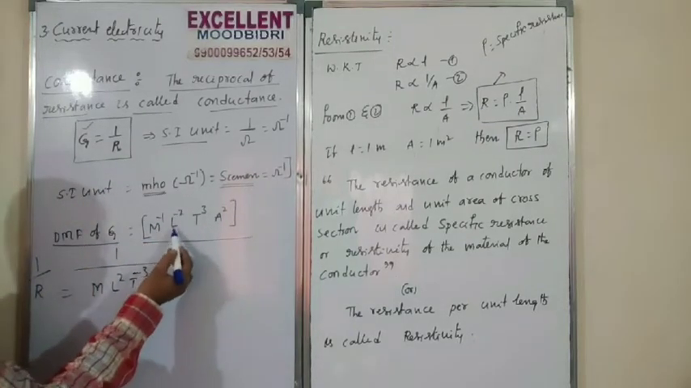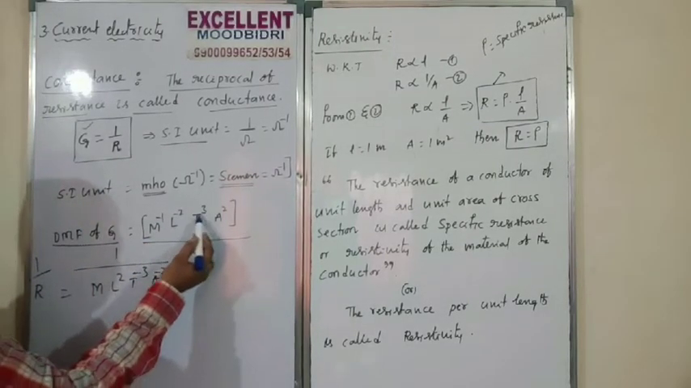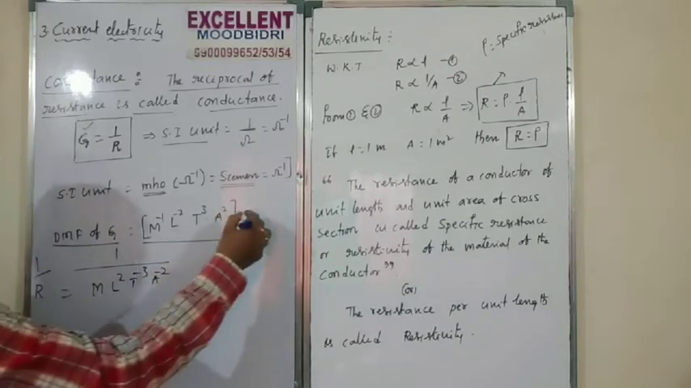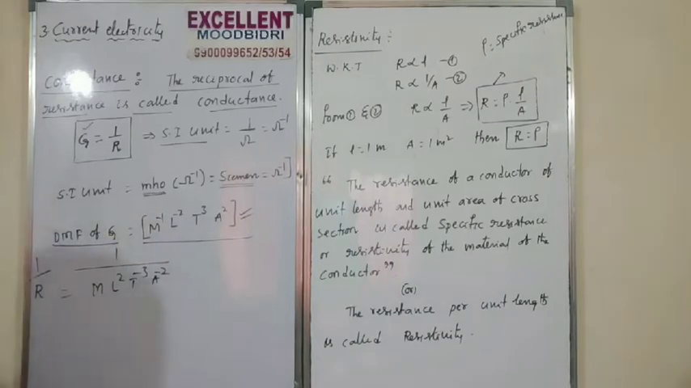M power minus 1, L power minus 2, T power plus 3, A power plus 2. This is the dimensional formula of conductance. Right, that is finished.